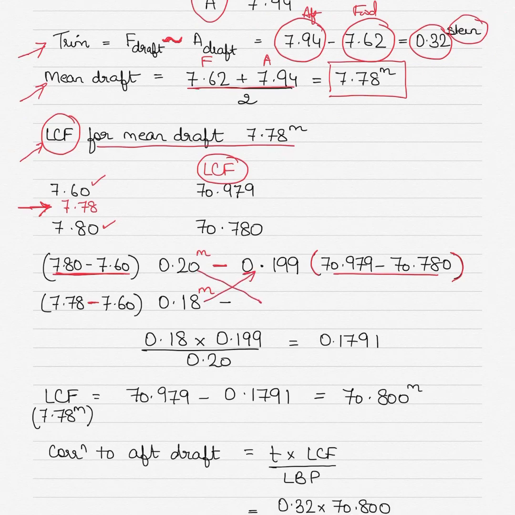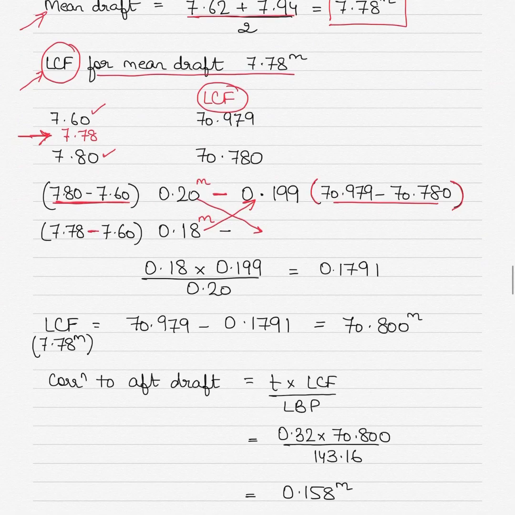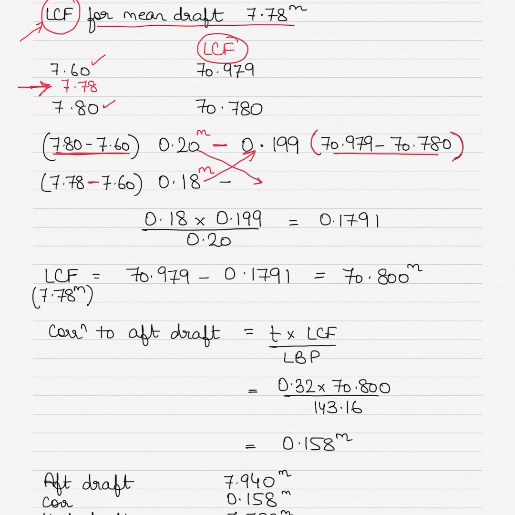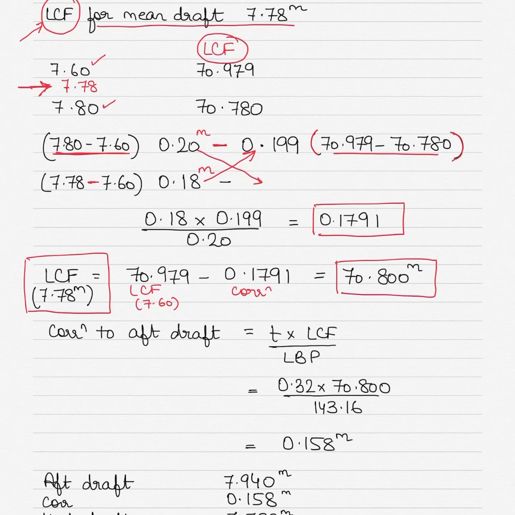So you have to find out the correction that you will be applying to the LCF value of 7.6 to get the LCF for 7.78. So once you do a cross multiplication, you get a correction value of 0.1791. Now you can see as the draft increases from 7.6 to 7.8, the LCF value is decreasing. Therefore, as the draft will increase from 7.6 to 7.78, the LCF value should decrease. So the LCF value for 7.78 will be LCF value for 7.6 minus correction value, and you get the required LCF value for a draft of 7.78 meters.